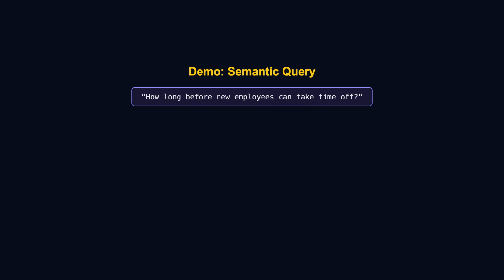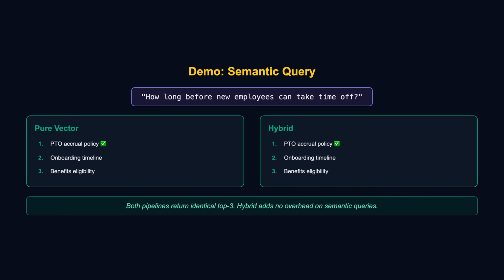Now flip it, a semantic query. No form codes, no exact terms. Just a natural question about employee time off. Both pipelines return identical results. Hybrid doesn't degrade on semantic queries. When there are no rare keywords to match, BM25 scores stay low across every document. So vector rankings take over and drive the RRF output. That's the point. Hybrid gives you keyword precision when you need it without giving anything up when you don't.